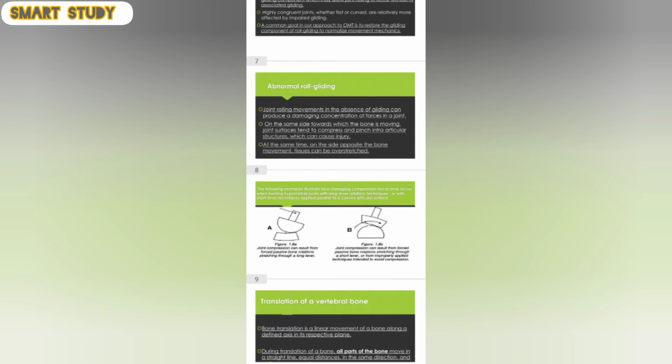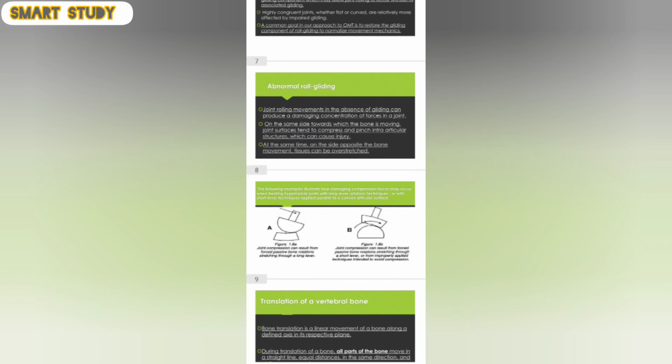Next, what is abnormal roll gliding? Joint rolling movement in the absence of gliding can produce a damaging concentration of force in a joint. On the same side toward which the bone is moving, the joint surface tends to compress and pinch the articular structure, which can cause injury. At the same time, on the side opposite to the bone movement, tissue can be overstretched.